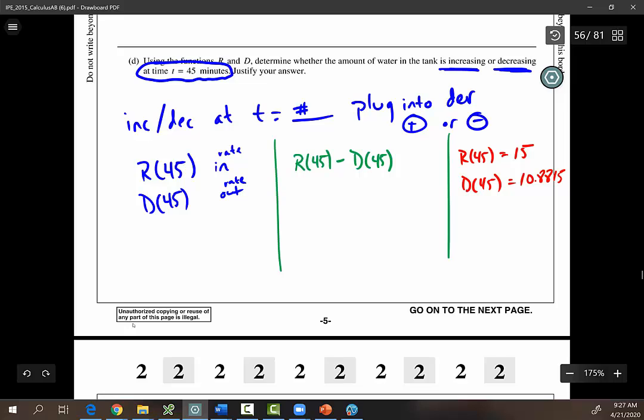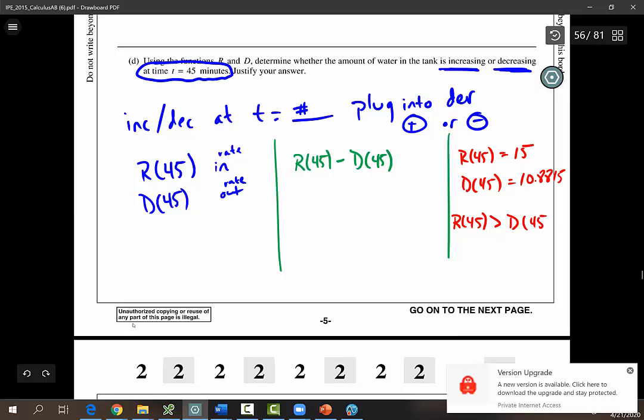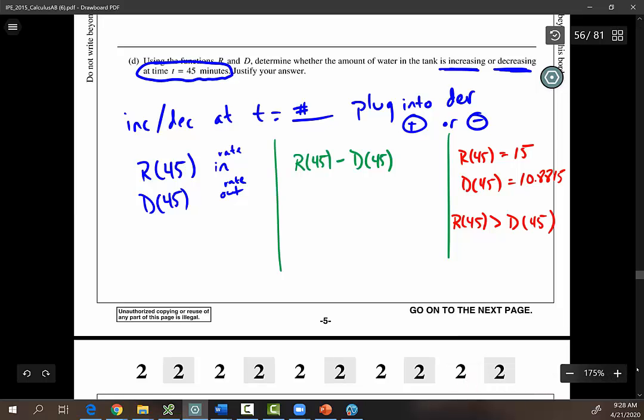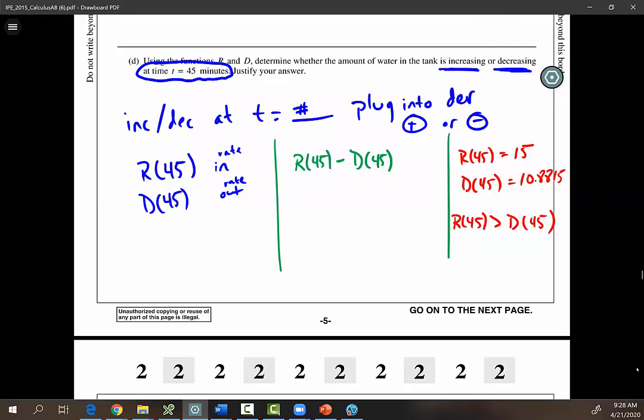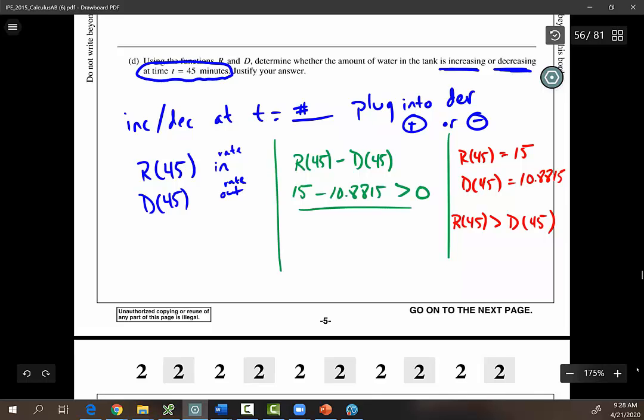So in this case, when we're doing it this way, you might want to just point out that the rate in is greater than the rate out. That would be acceptable. The other thing you could have done is subtract and see whether it is greater than or less than 0. So 15 minus 10.8815 is greater than 0. So either writing that or that is the work.